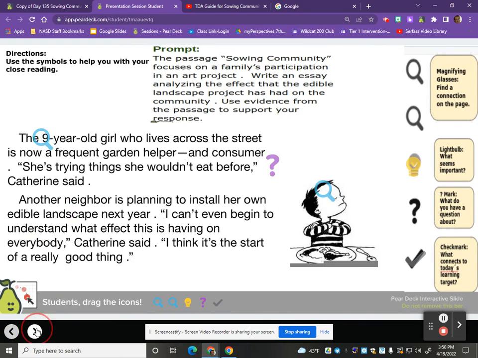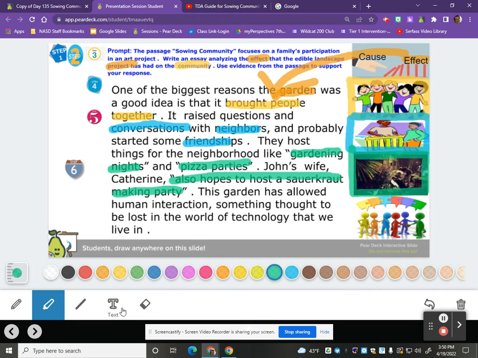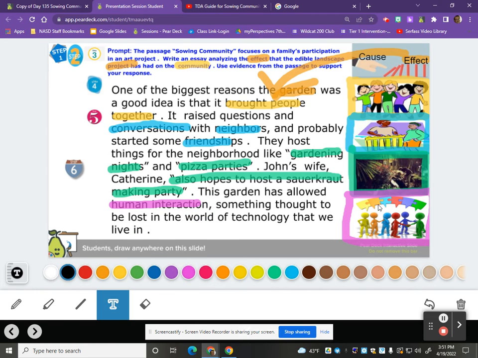There we are. Yes. This garden has allowed human interaction, something thought to be lost in the world of technology that we live in. Ooh, I went deep with that explanation, so I'm going to put a little purple block around there. And I'm going to highlight allowed human interaction. And that's what I'm going to write here too. I'm going to put human interaction.